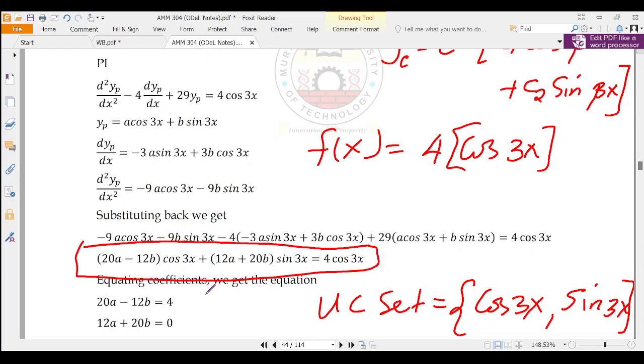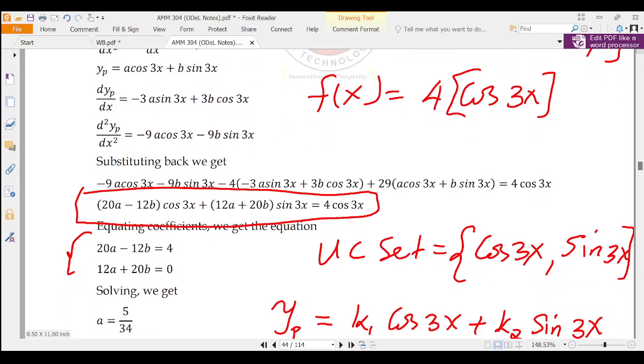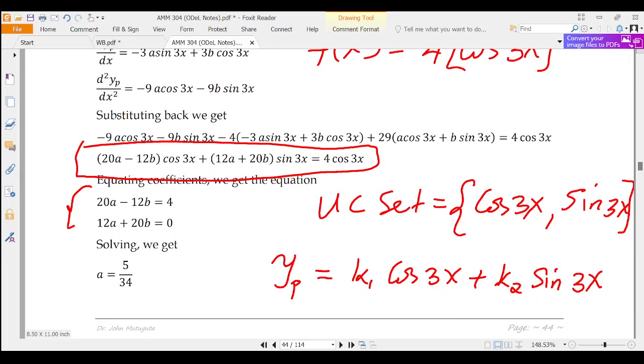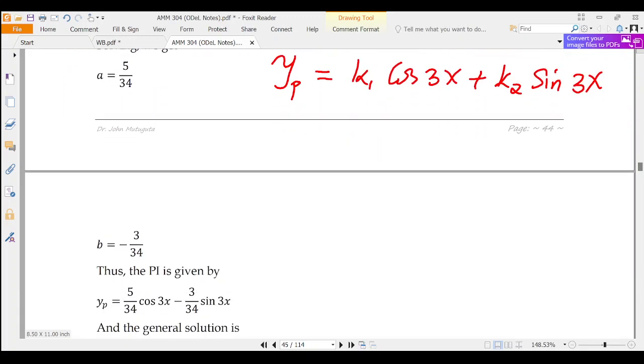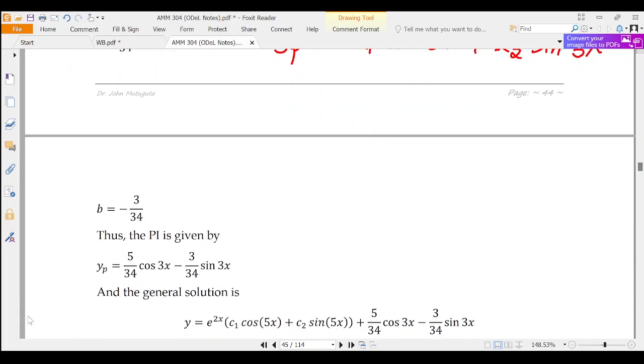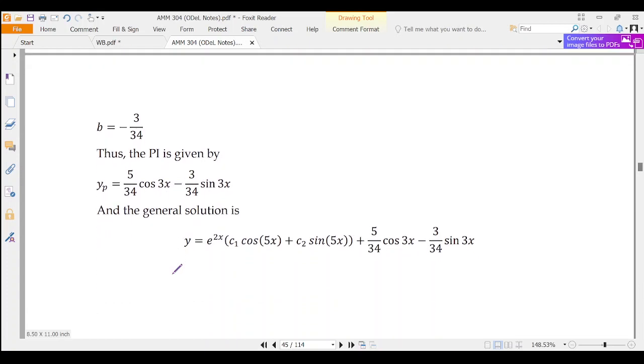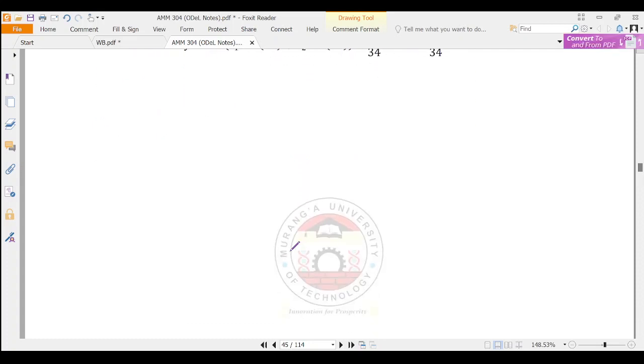So we end up with two equations in two unknowns. Now we can solve these two equations to get the values of A and B. So A is 5 over 34, B is negative 3 over 34. Then we substitute back to get yp. The general solution is the sum of the two solutions, yc plus yp. So basically, this is the method that we call the method of undetermined coefficients.